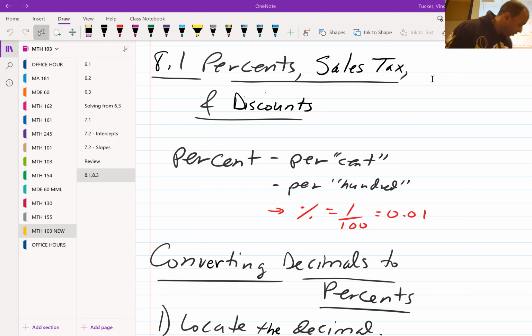So 8.1 is percent, sales tax and discount. And we break down the word percent. It's per cent, or per hundred. So the percent sign has the value of 1 over 100, or in other words, 0.01 as a decimal.